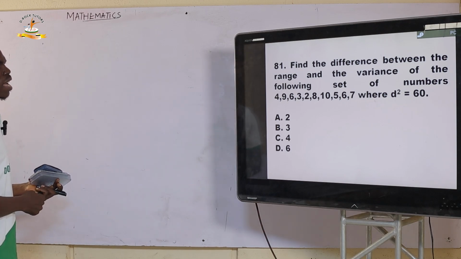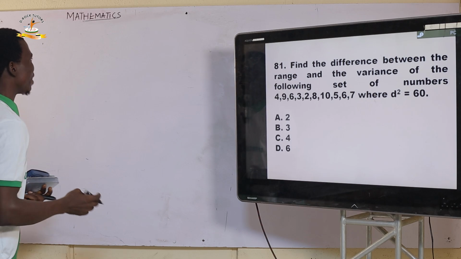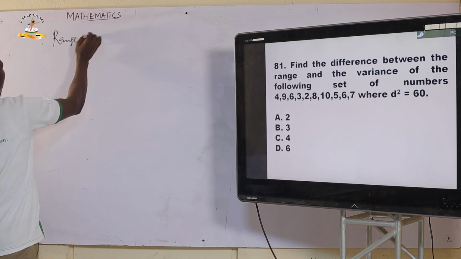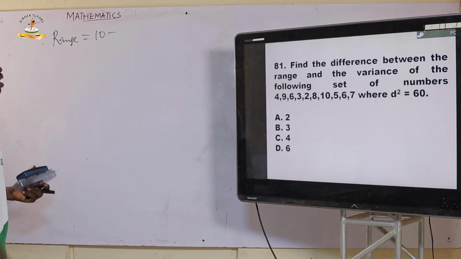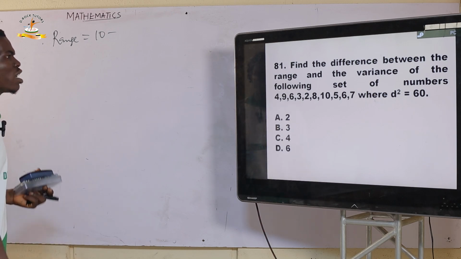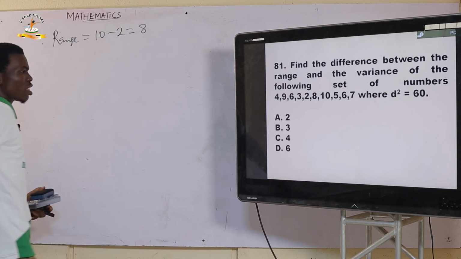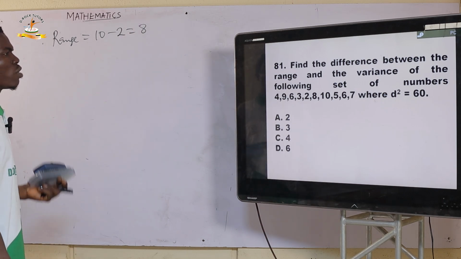So the biggest number in that data set is 10. So range is going to be 10 minus the smallest number in that data set, which is 2. So 10 minus 2, and this is 8. That is my range. However, we need to find the variance.